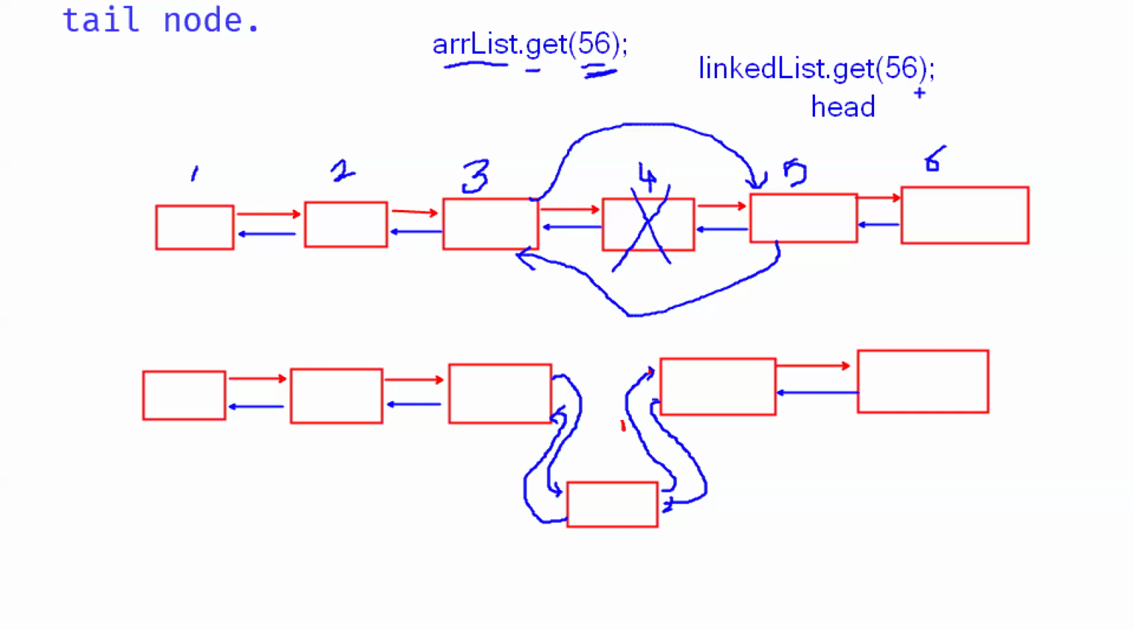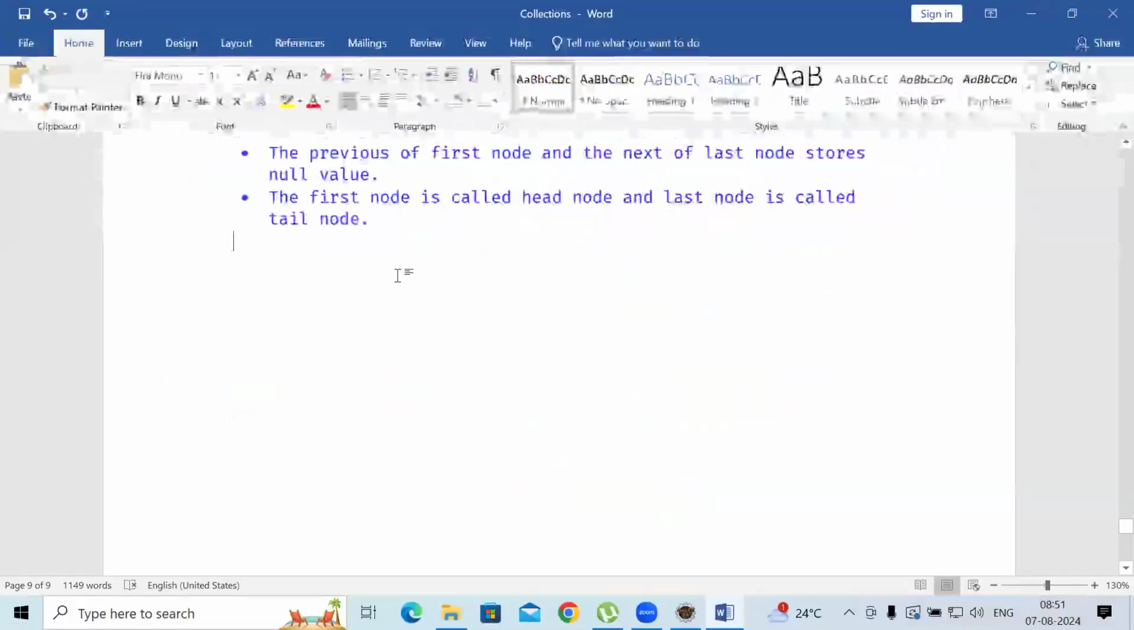Mostly in real time, we use the array list object. Why? Because most of the time in real-time programs, we have to retrieve the elements. That's why we use array list, not linked list. Am I clear with this? Yes, sir.